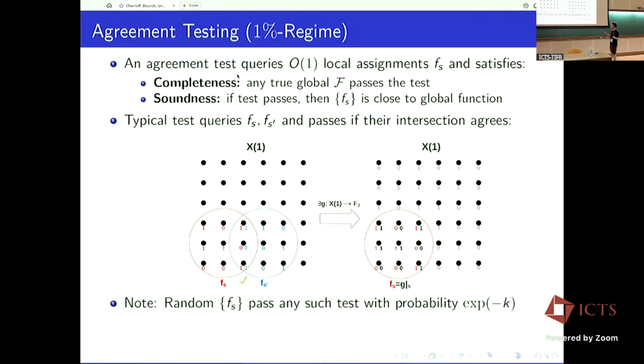We'll be interested in what's called the 1% regime. It's a different regime than we talked about last week. It's much, much more challenging. We want to prove that if our test even passes with non-trivial probability, some small probability, it still implies some correlation with a global function.